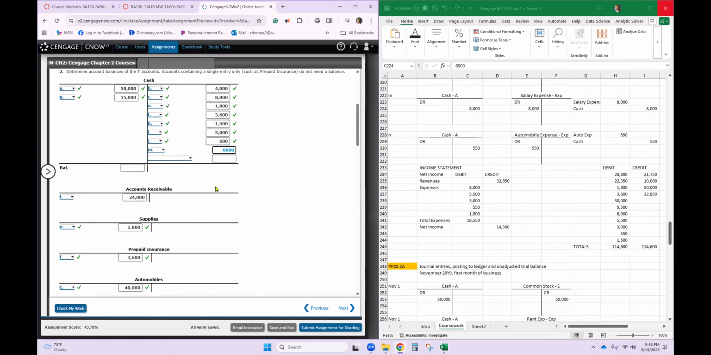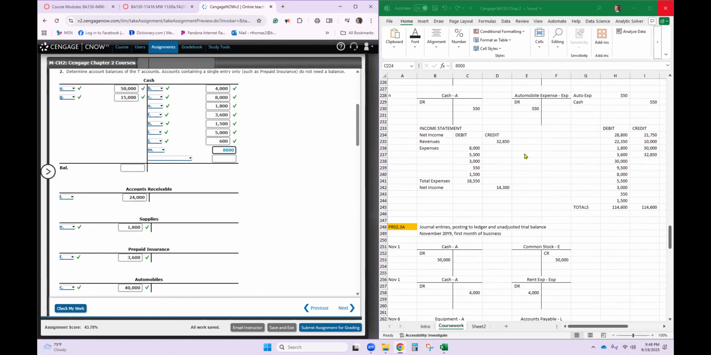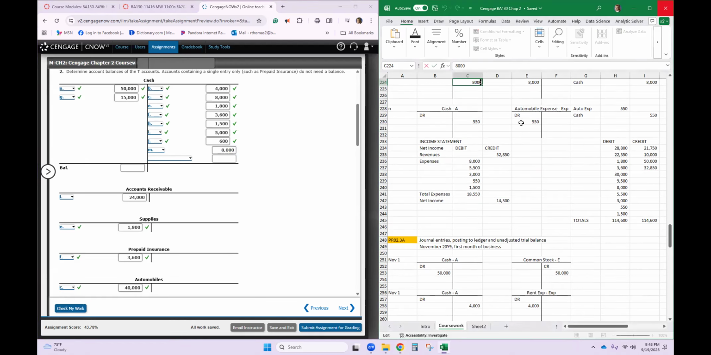Okay. All right. And then the final one. The final one is paid gas, oil, and repairs on automobile for $350. So we are going to record an expense in the automobile expense account of $350. We paid it with cash. There we go. So let's put this in. This should be our last one.